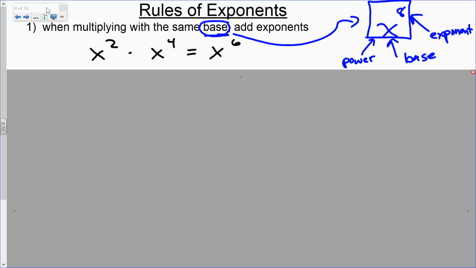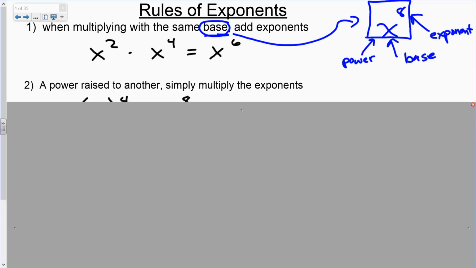So if you're multiplying and you have the same base, all you do is add the exponents. X to the second times x to the fourth becomes x to the sixth. Simple. Rule number 2.